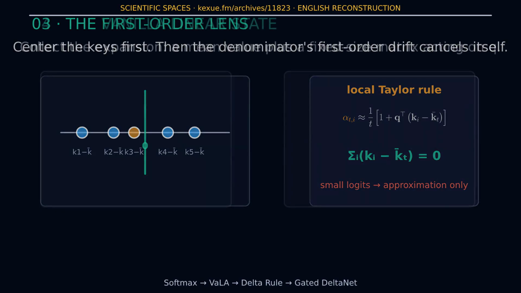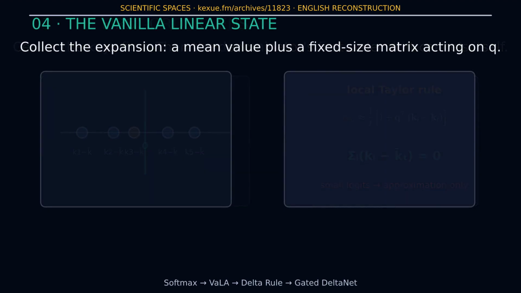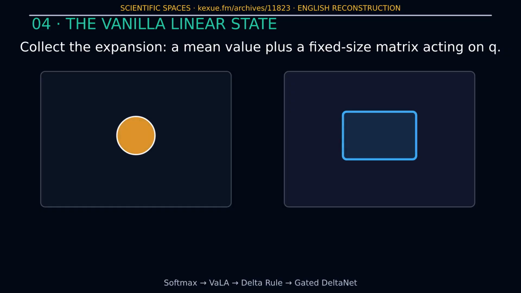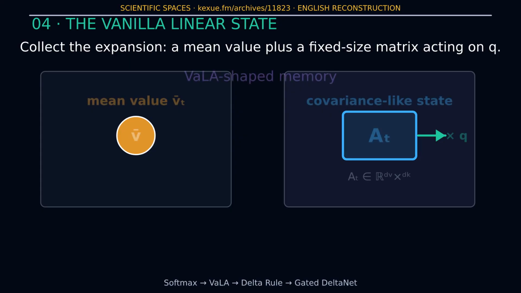Substitute that approximate weight into the output and collect terms. The first term is the mean value, v bar t. The query-dependent term is a matrix multiplying q. That matrix is the average of value times key transpose minus the outer product of the two means. The whole output is a dv by dk state times q plus the mean value. This covariance-like memory is a variant of the earliest vanilla linear attention, or VaLA.